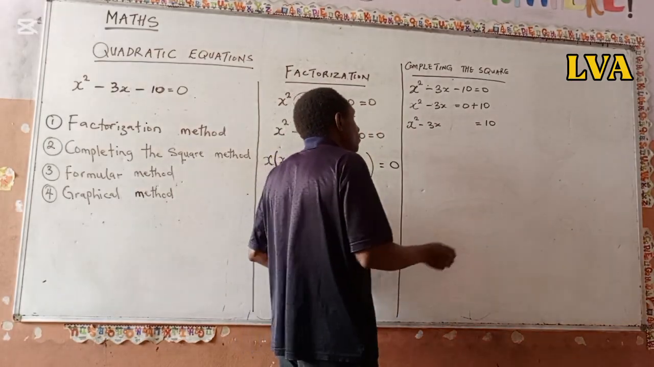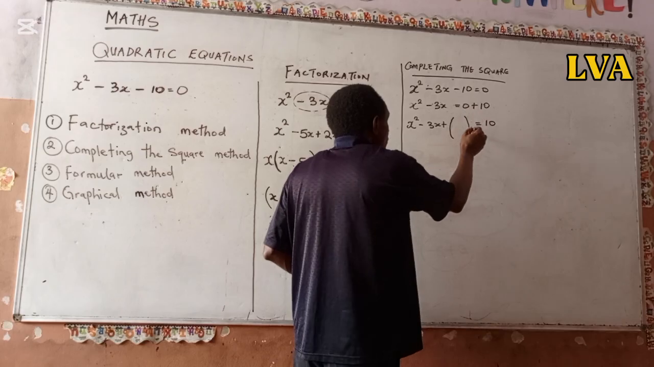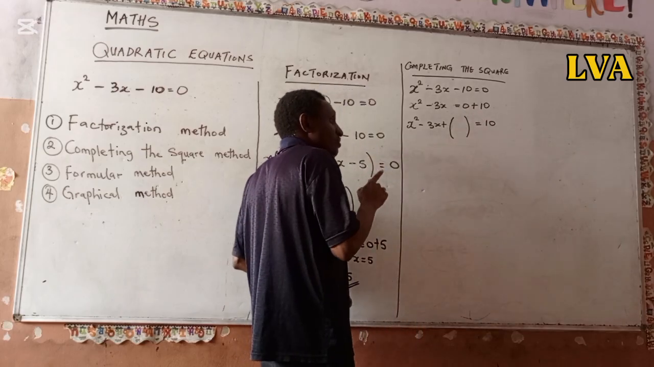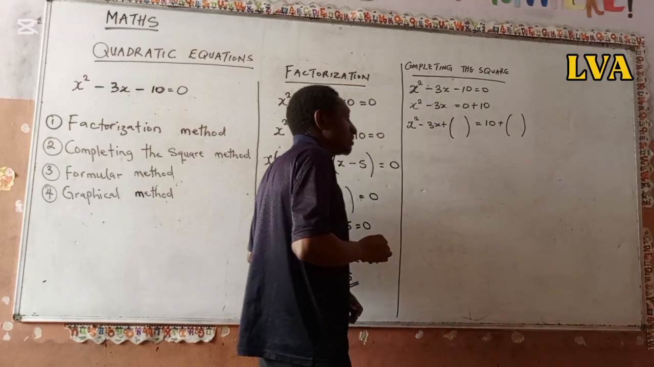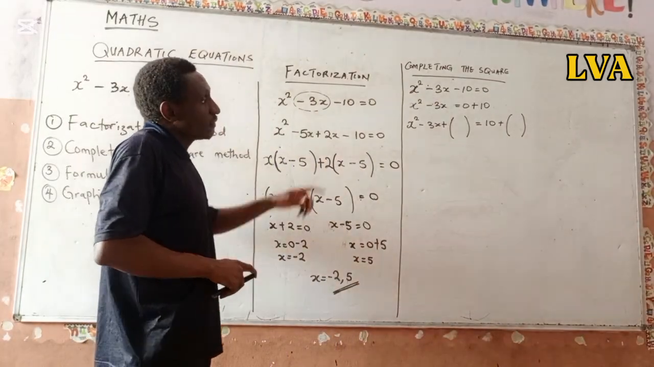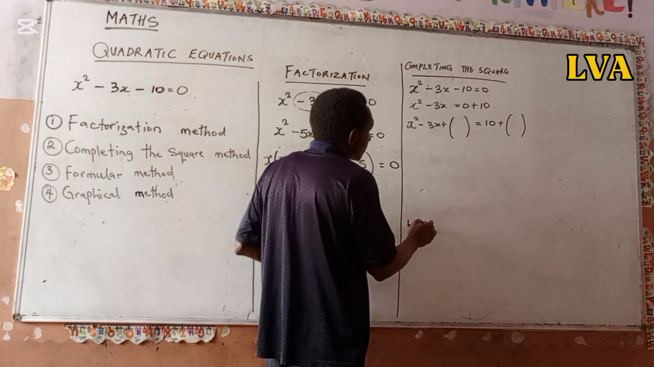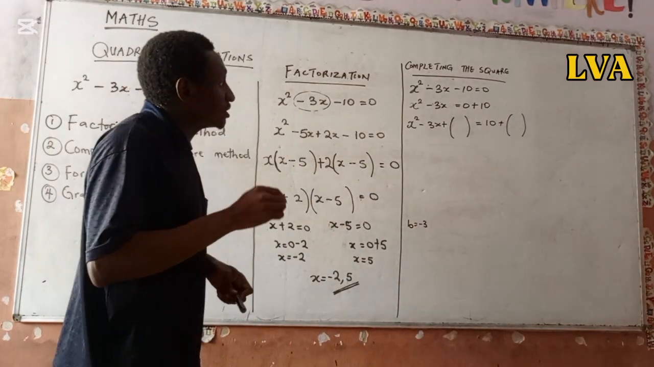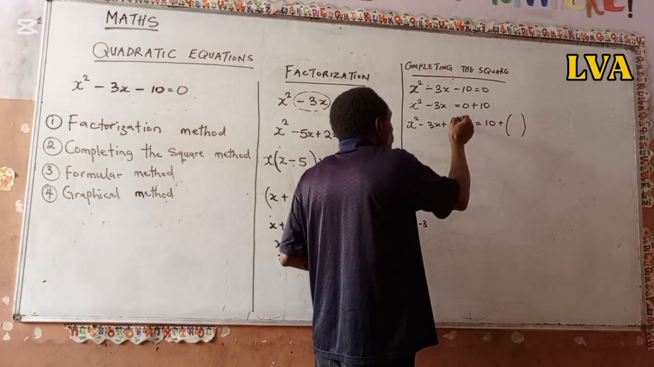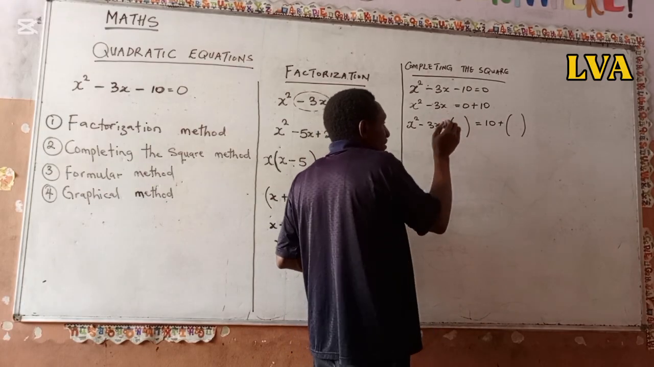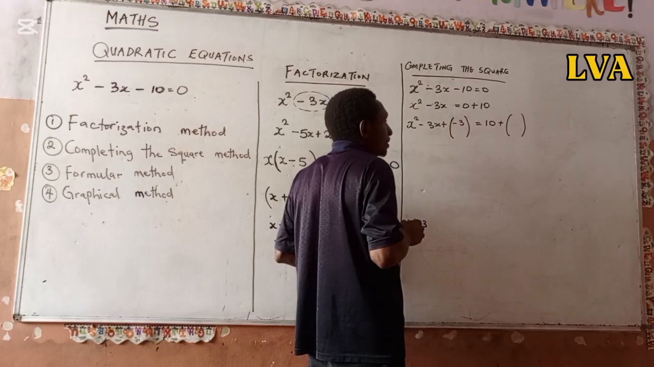So what am I going to introduce? I will put plus, and then a bracket. What I introduce to the left, I will also introduce to the right. The coefficient of x, remember, is our b. Our b is minus 3. That coefficient of x is what you will bring into the bracket. The coefficient of x is not 3, it is minus 3. So that minus 3 is what I'll bring into the bracket.